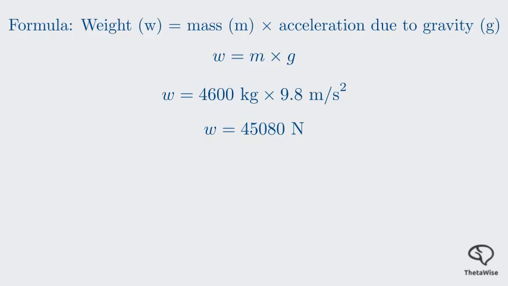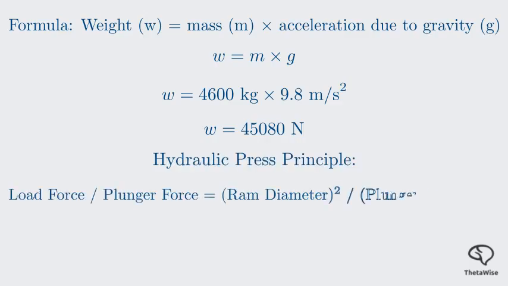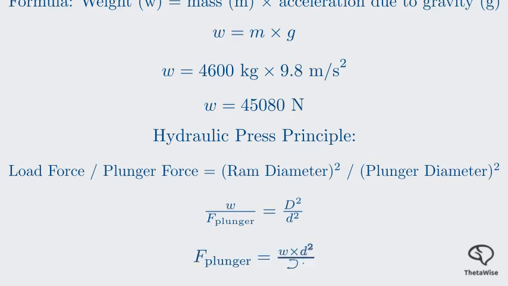Now, let's find the force that the plunger must exert to lift this load, before considering the mechanical advantage of the handle. For a hydraulic press, the ratio of the load force, F load, to the effort force at the plunger, F plunger, is equal to the ratio of the square of the ram diameter, D, to the square of the plunger diameter, d. We can rearrange this formula to solve for the plunger force, F plunger. The plunger force is the load force times the plunger diameter squared, divided by the ram diameter squared. This formula allows us to find the force at the small piston required to lift the large load.